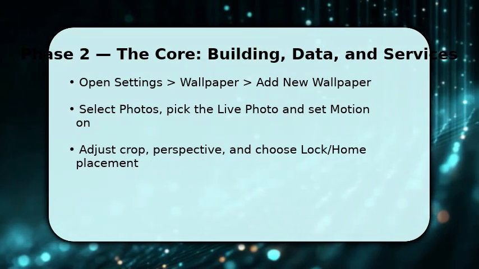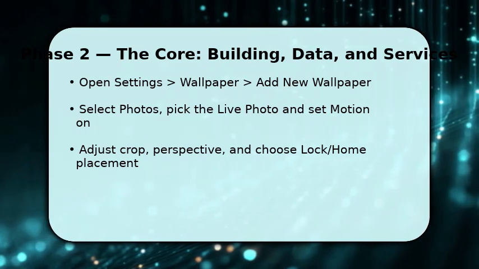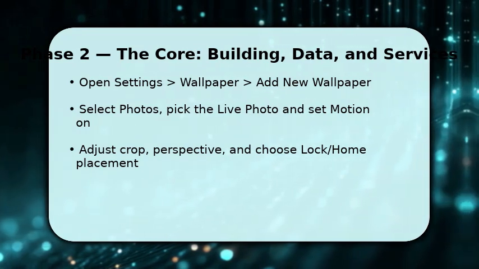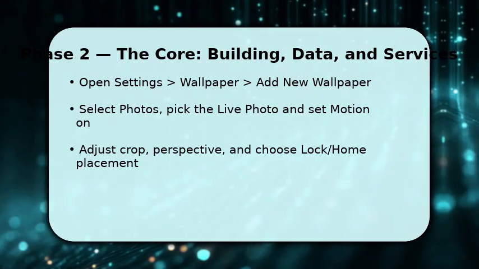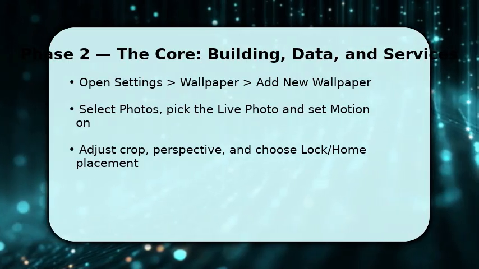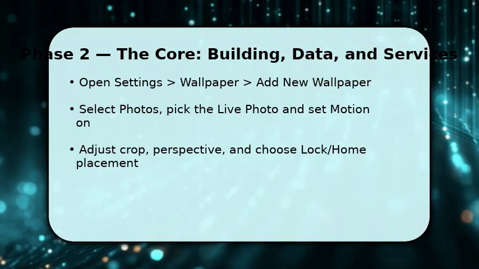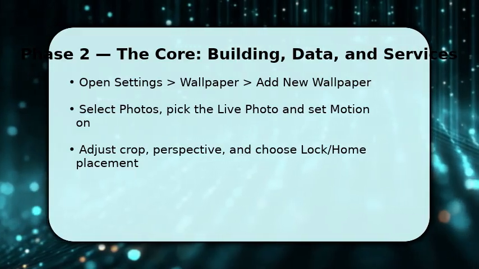Go to Settings, Wallpaper, then add new wallpaper and pick the live photo from your library. When it previews, enable motion so the live effect plays on press. Adjust crop and position to frame the key moment. Choose whether it's lock screen, home screen, or both.